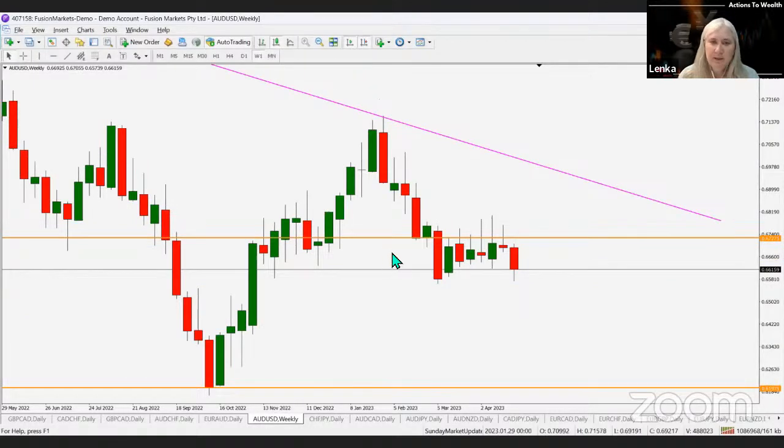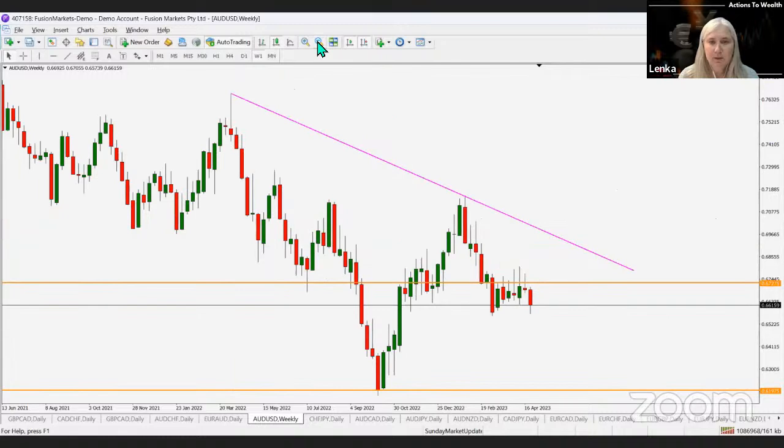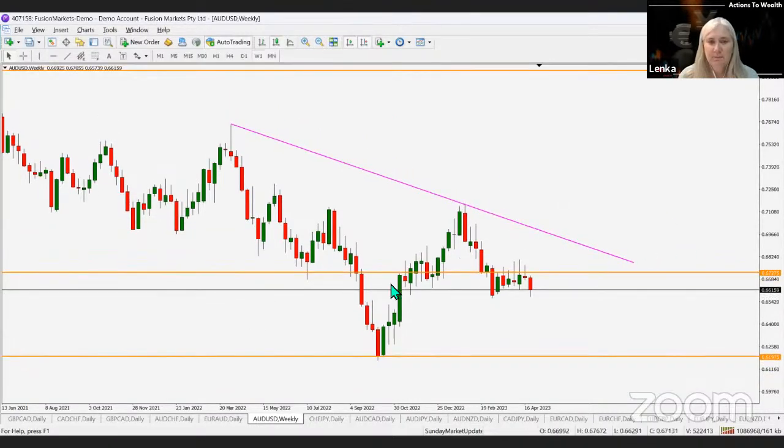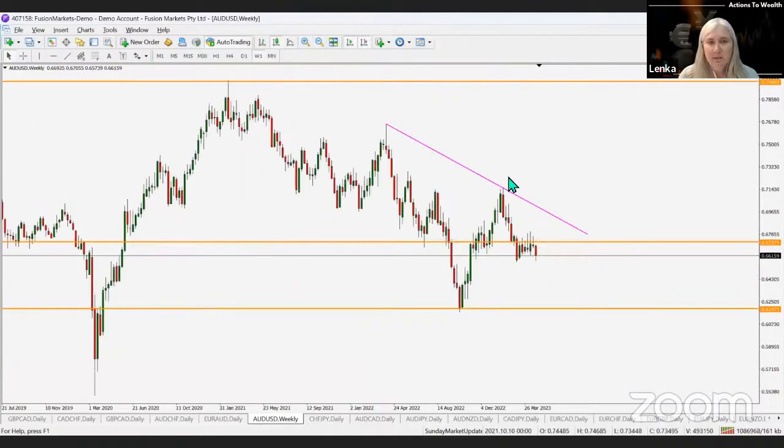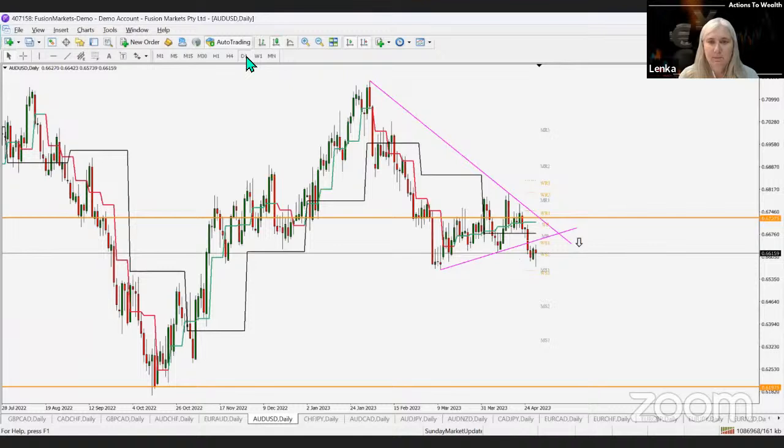On the weekly, let me just zoom out a little bit. So we have those horizontal levels again, and a recent trend is going down. So I'm still looking for those short opportunities.